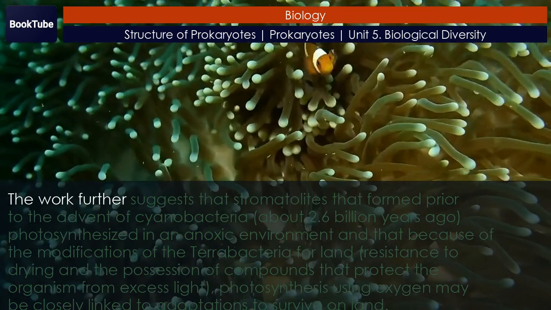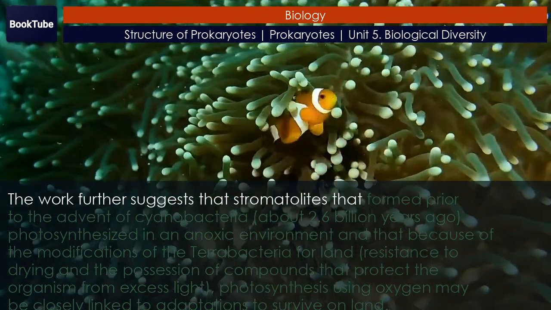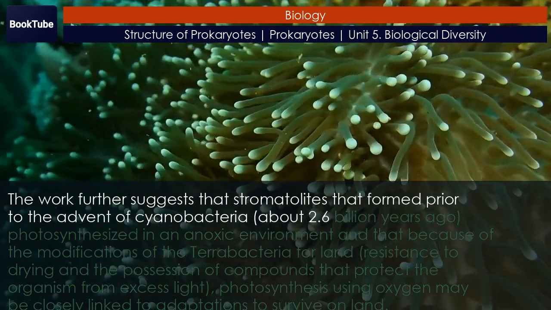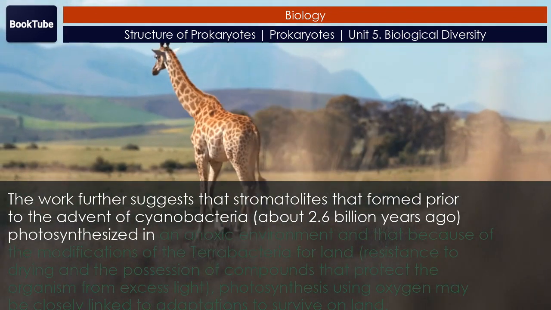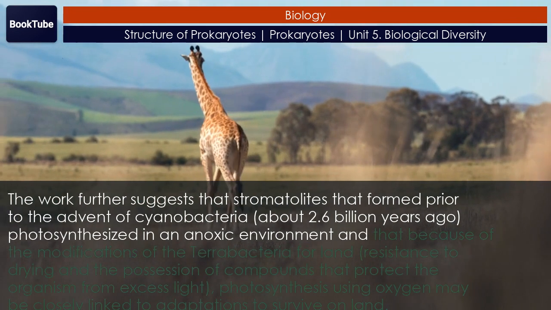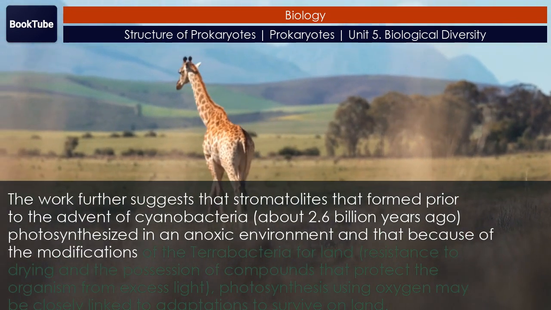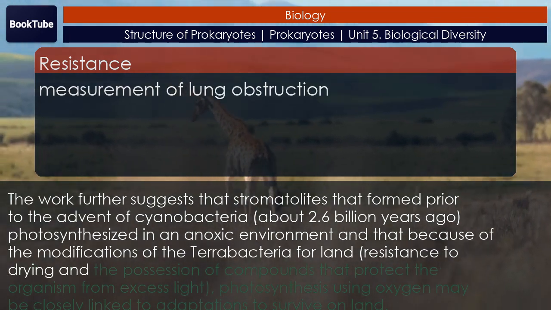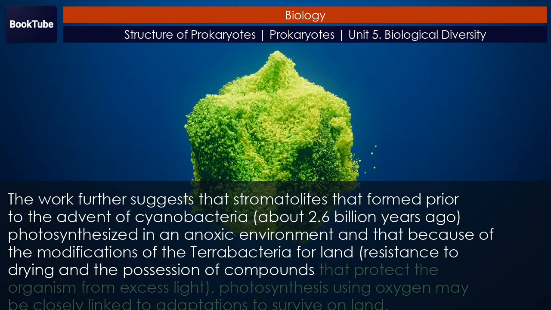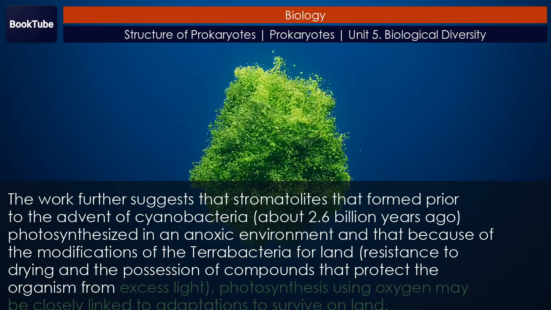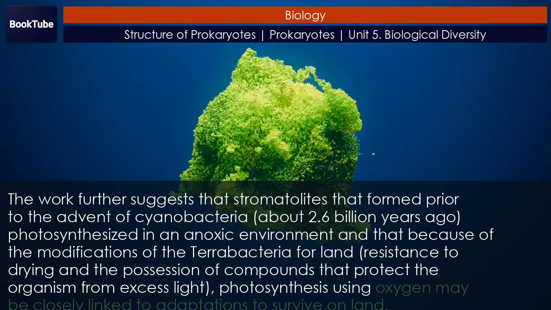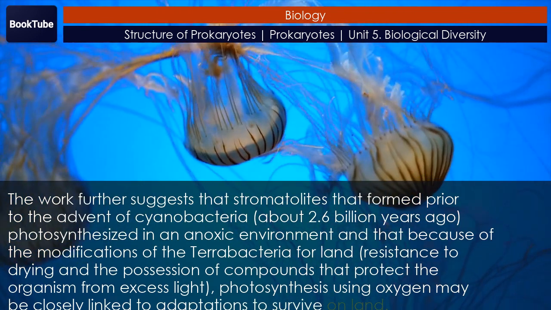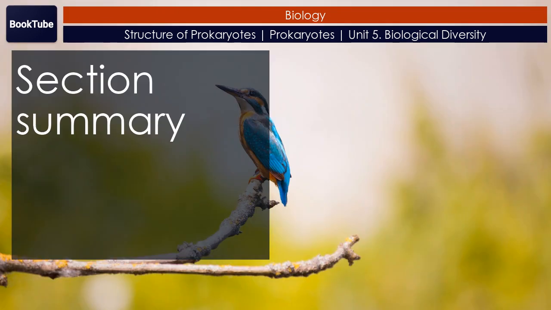The work further suggests that stromatolites that formed prior to the advent of cyanobacteria, about 2.6 billion years ago, photosynthesized in an anoxic environment, and that because of the modifications of the pterobacteria for land, resistance to drying and the possession of compounds that protect the organism from excess light, photosynthesis using oxygen may be closely linked to adaptations to survive on land. Section summary.